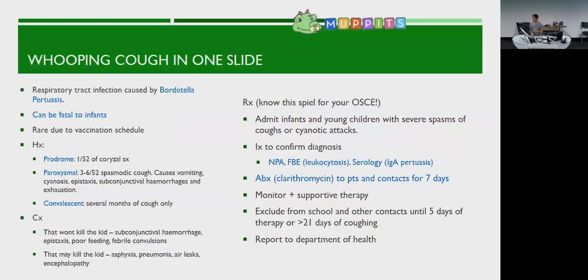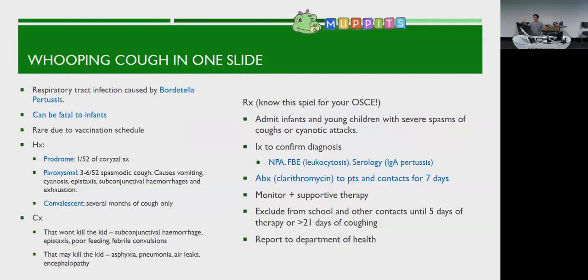So just run them off, admit them, especially if they're having complications, and if you're not sure, just say that you'll admit them. Run some investigations to make it more likely. Clarithromycin: there are other antibiotics, but just pick one off the guideline, and I like to pick clarithromycin, and we want to treat them for a week. Monitor them, support them with their oxygenation and feeding, and then, because it's an infectious disease, exclude from others until 5 days of therapy or until after 21 days of coughing, and it is a notifiable disease, so you can tack that onto the end of your spiel.